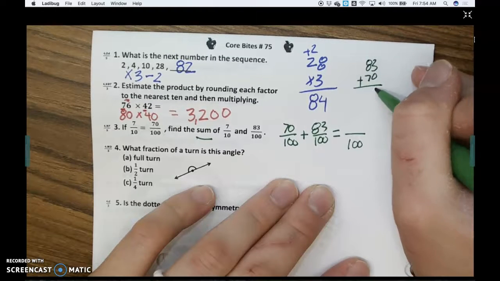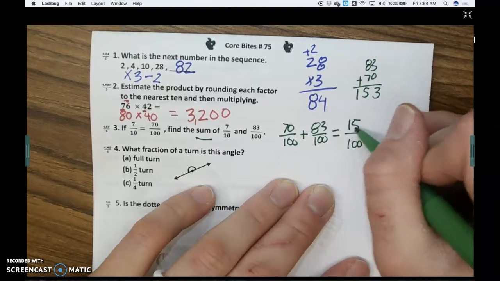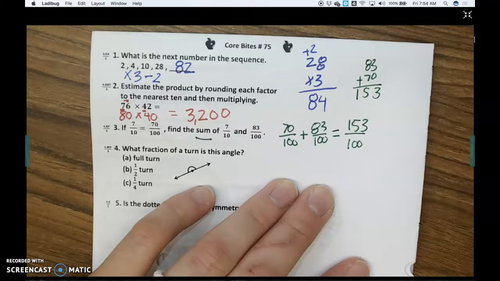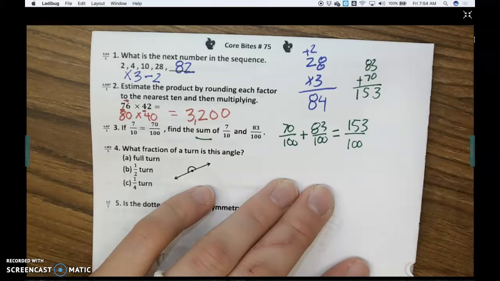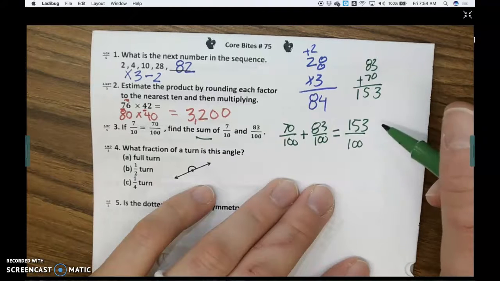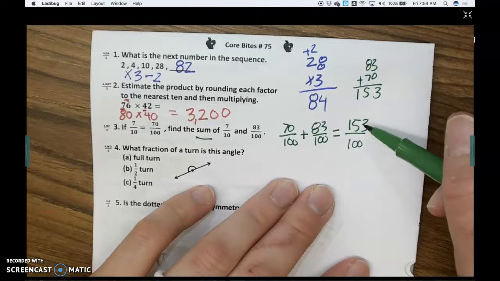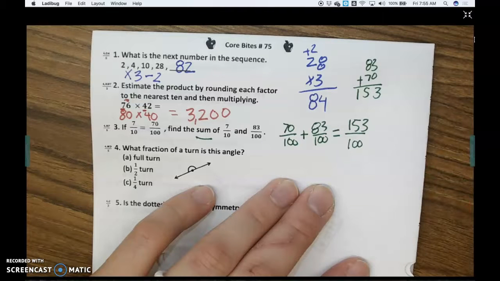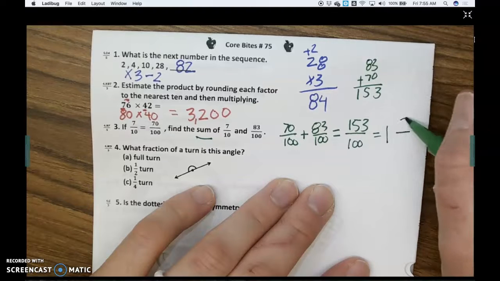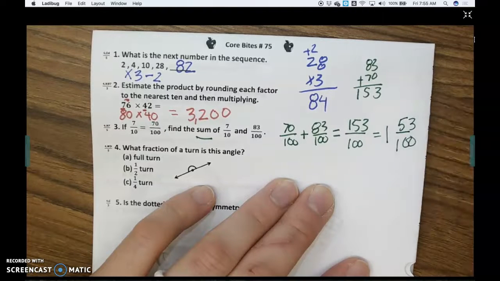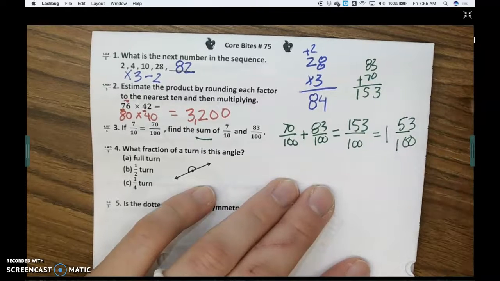So let's see. 83 plus 70. 3 plus 0 is 3. 7 plus 7 is 14 plus 1 is 15. So we get 153. Well, we've got to actually divide that because we can't leave that as an improper fraction right there. You need to have a mixed number. So what we can do is think in your head for a minute. 1 over 1 equals a whole, right? So if we have 100 over 100, that equals 1, and then you would have 53 left over. There you go. So 1 and 53 hundredths, and you can't divide the 53 by anything, so that's going to be your answer.